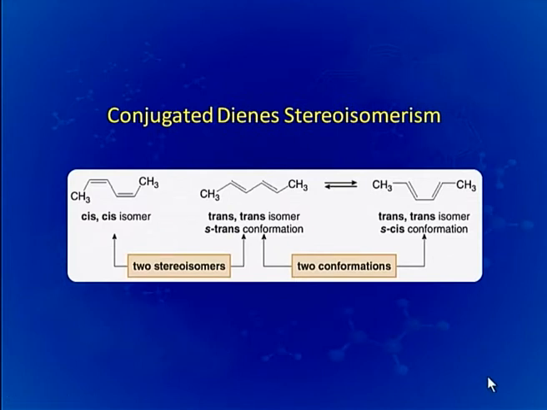So, we can see these two, cis-cis and trans-trans, are configurational stereoisomers, which are separate identities, but this trans-trans can be converted to another trans-trans isomer that differs only in conformation. So, these two are conformational isomers.